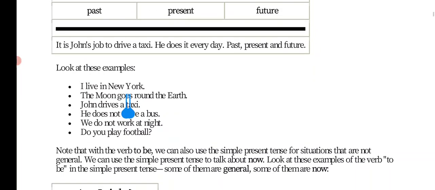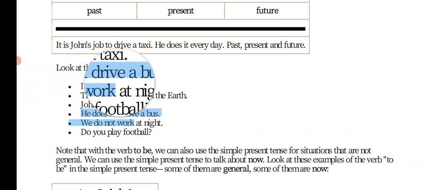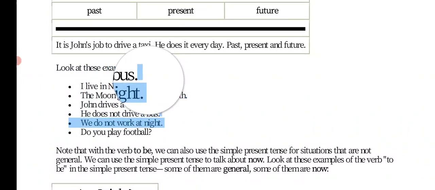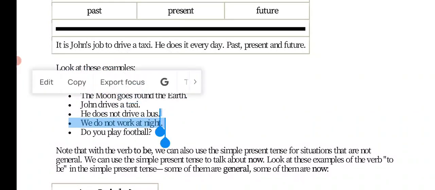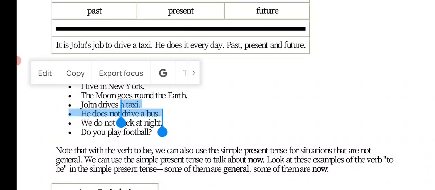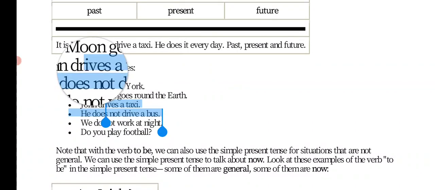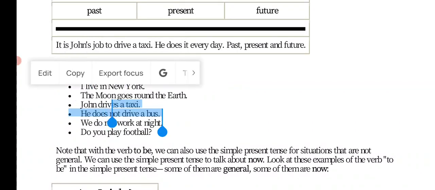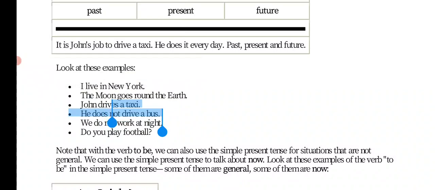John drives a taxi, and then he does not drive a bus. So here we have an auxiliary verb, and this is a negative sentence, because a negative sentence usually contains the word not. Understand? So we have does, so we have the es form in the auxiliary verb, because again he is third person singular in present tense.